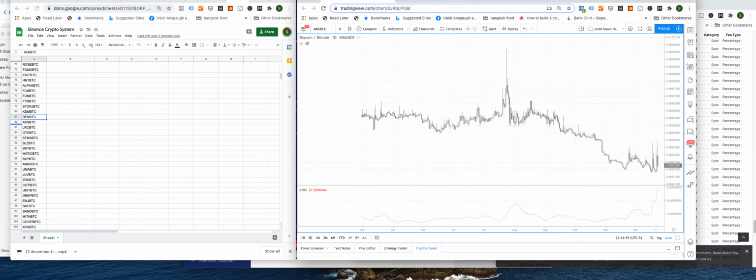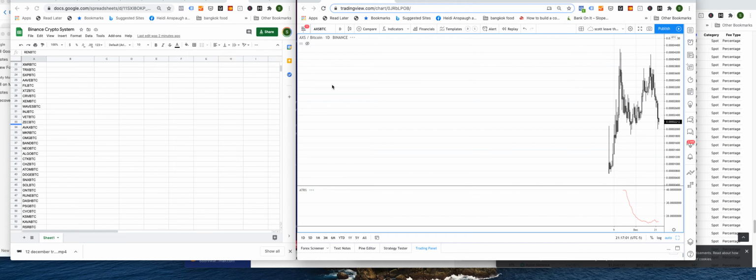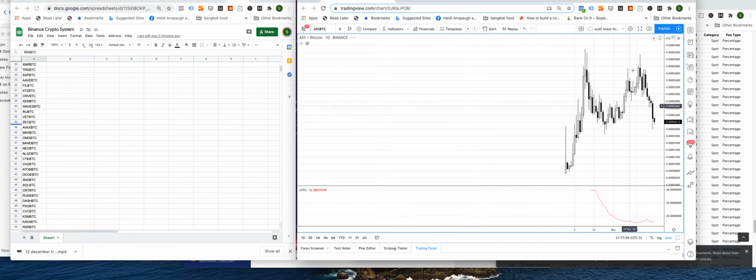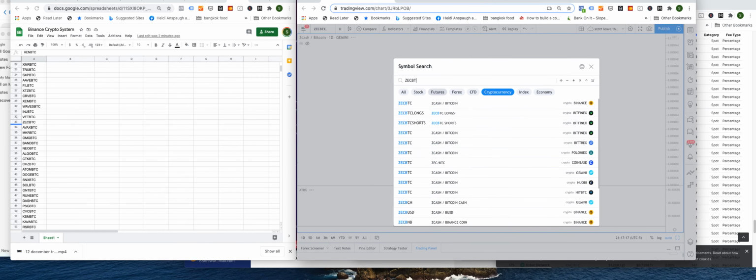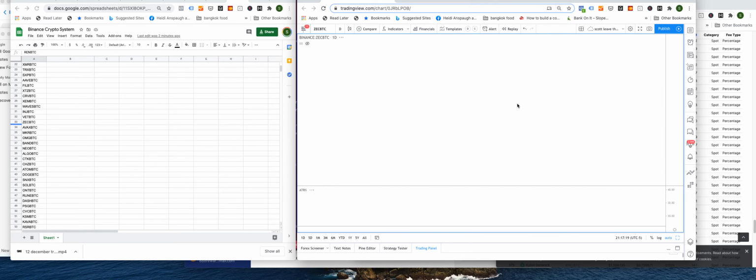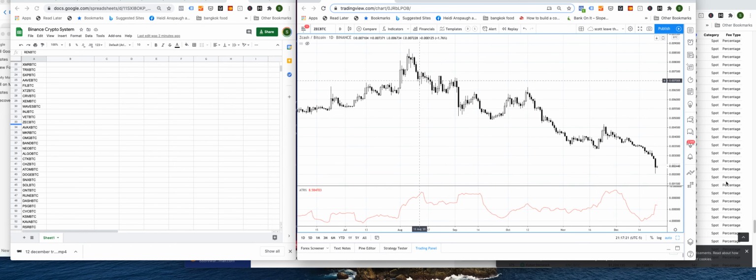Let's look at a few at random. Okay, this one's gone up and gone down recently. ZET BTC. Let's look at it on Binance. This one's gone down. So if you held, this would be a terrible thing to own.